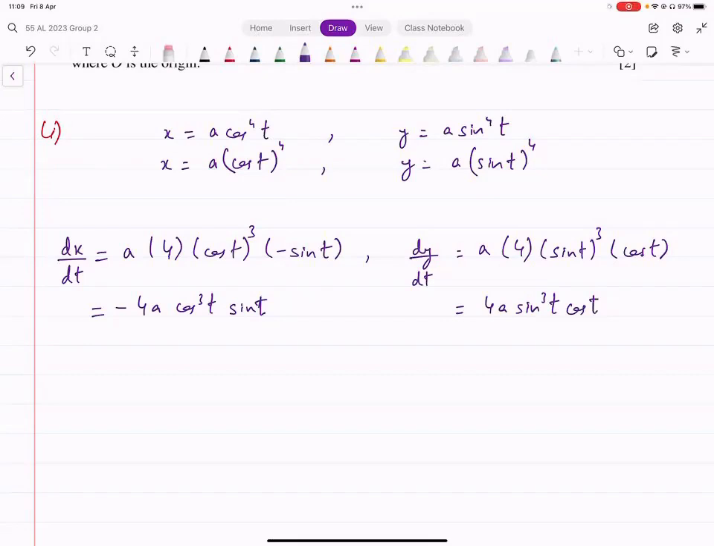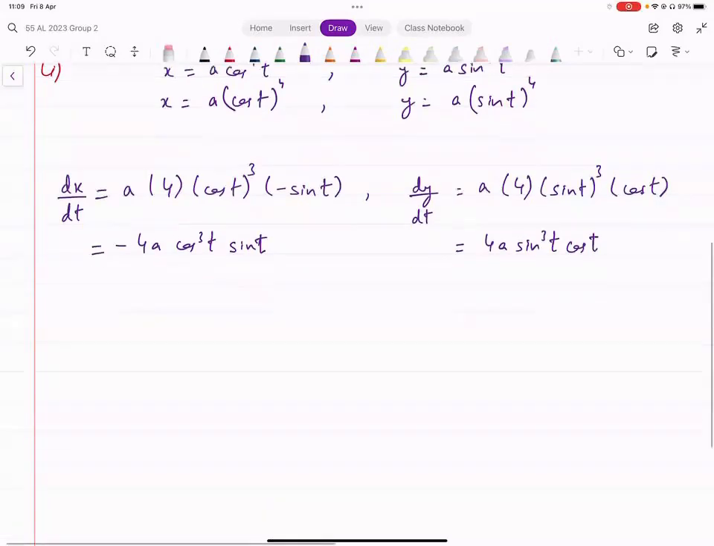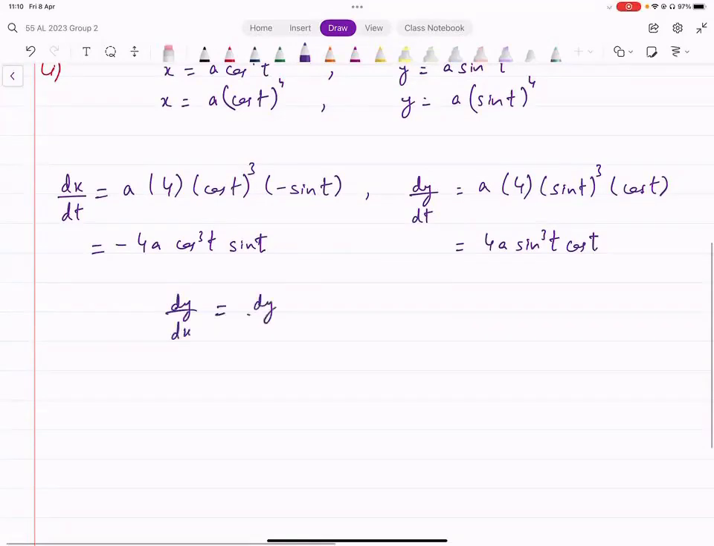How do we find dy over dx? We use the chain rule, right? So dy over dx equals dy over dt into dt over dx. That's what the chain rule is. We just apply this now.